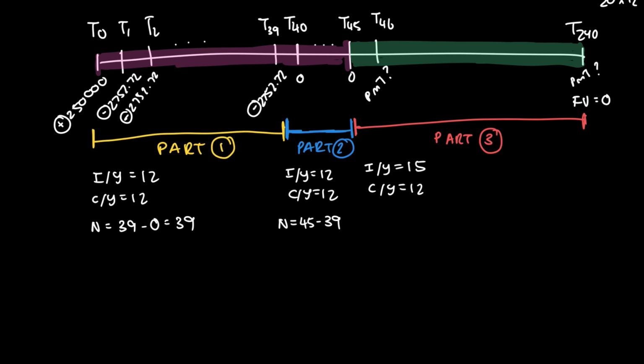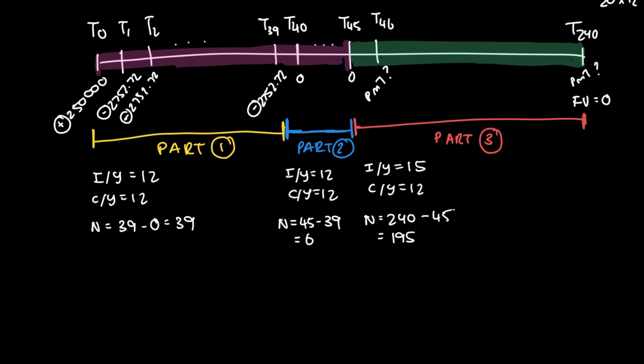Okay. And then we're going to have, for this one, N is equal to 240 minus 45. And these last 2 ones are going to be 6. And then 240 minus 45 is going to give you 195. Okay, so we have the interest for all of them. We have the number or duration for all of them. And now we can start filling in the other information.